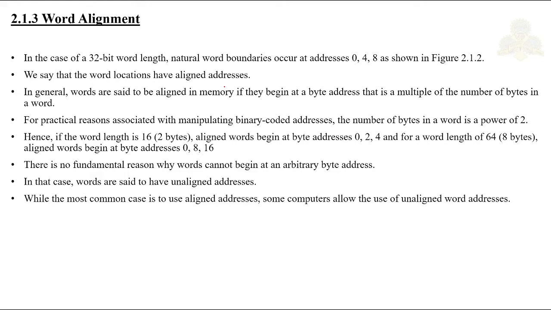So hence, if the word length is 16 bits, that means 2 bytes, the aligned word addresses would start from 0, 2, 4, 6 like this. If the word length is 64 bits, that is 8 bytes, then the addresses would be 0, 8, 16 like that. There is no hard and fast rule that it has to start from this particular address itself. Words can have unaligned addresses as well. While the most common case is to use aligned addresses, some computers do allow unaligned word addresses.